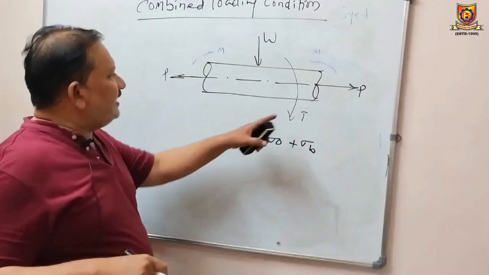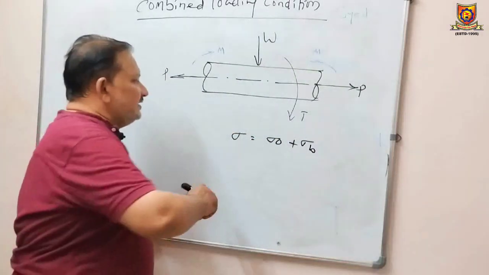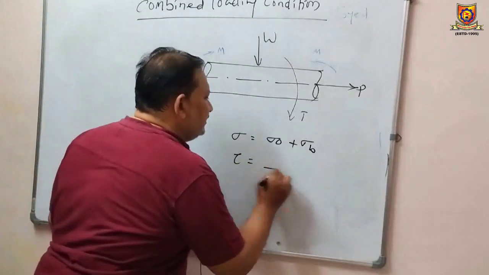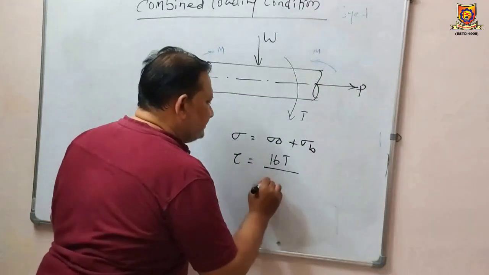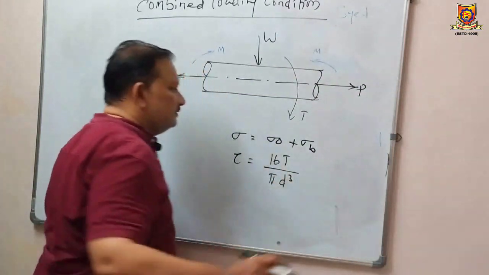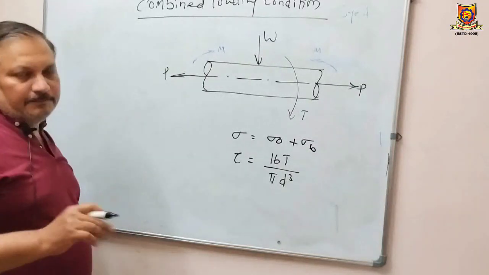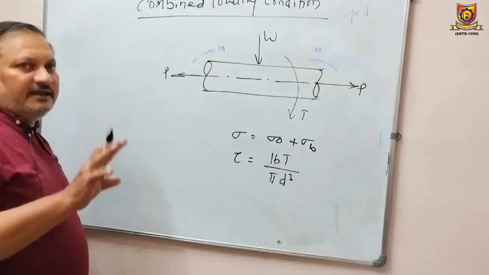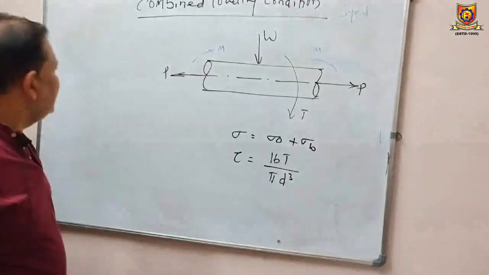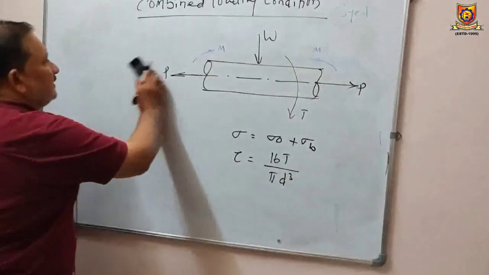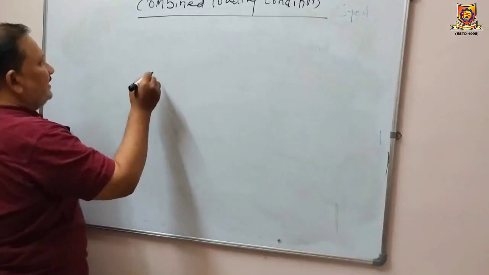At the same time, this shaft or machine member is subjected to torsion. Because of the torsion, some shear stress is going to be induced. We can calculate the intensity as 16T by pi d cubed, right? In such a case, there is a mathematical model to represent a complex loading condition, or you can say combined loading condition. That will be shown like this, a mathematical model.